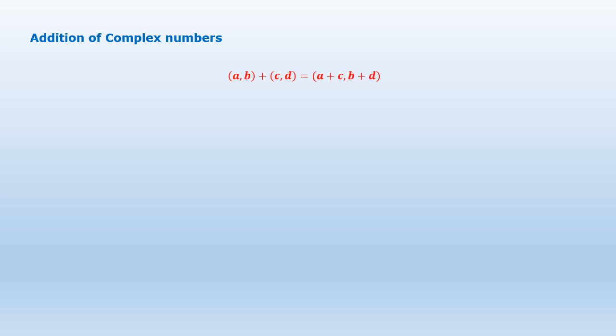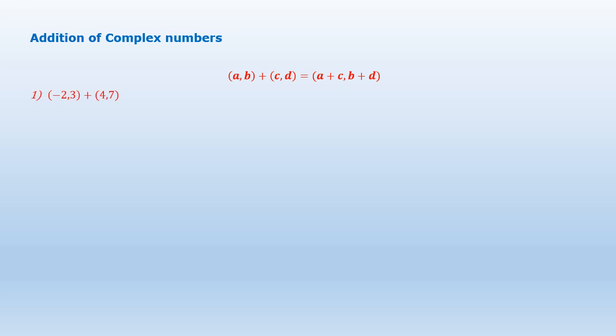Addition of complex numbers. Suppose we have two numbers a comma b and c comma d. We have to add these. The first element of an ordered pair is added with the first element of another ordered pair. The second element of an ordered pair is added with the second element of another ordered pair. So this would become a plus c comma b plus d. Now this is the formula to find the addition of two complex numbers.